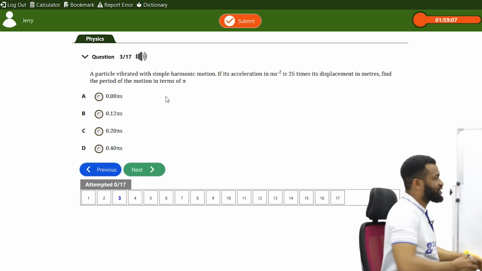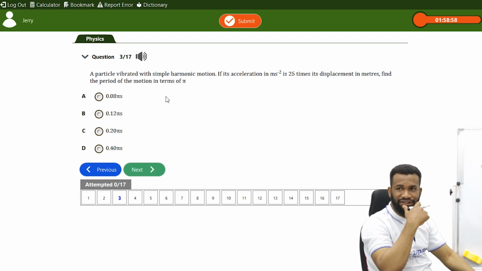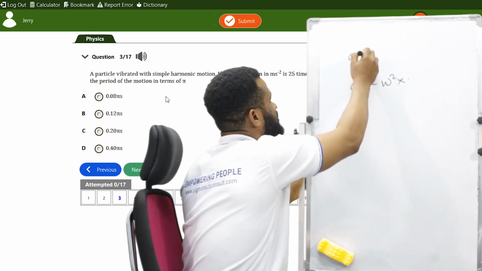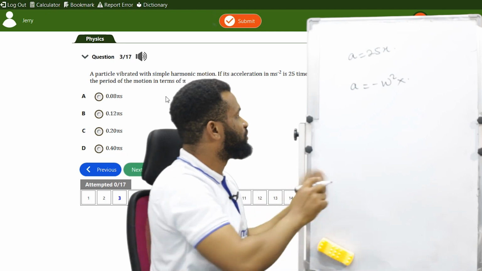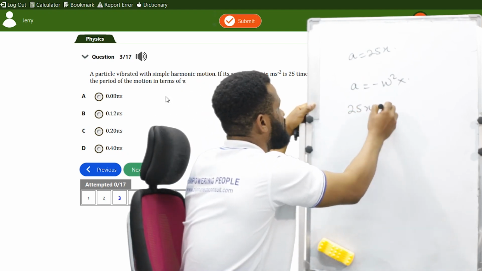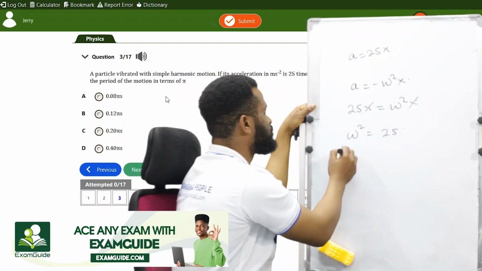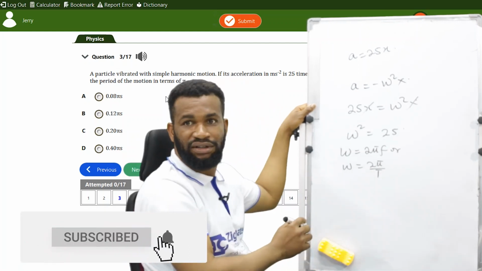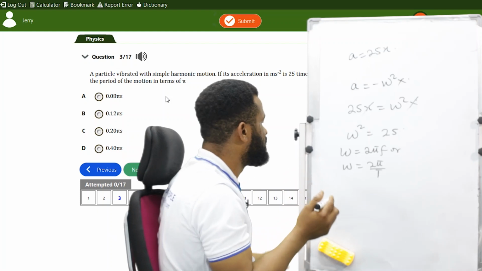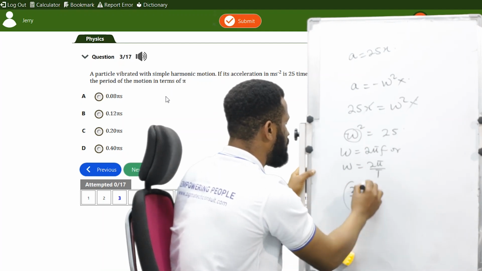Okay. We know that acceleration is given as this. Now, they said that its acceleration is 25 times its displacement, that means acceleration is 25x. Therefore, I'm going to replace this acceleration: 25x equals omega square x. So x will cancel x. We have that omega square is going to be 25. Then remember that omega is 2 pi f, or omega is 2 pi over T. And I'm looking for the period in terms of pi. So I will replace this with 2 pi over T. So 2 pi over T all squared is equal to 25.